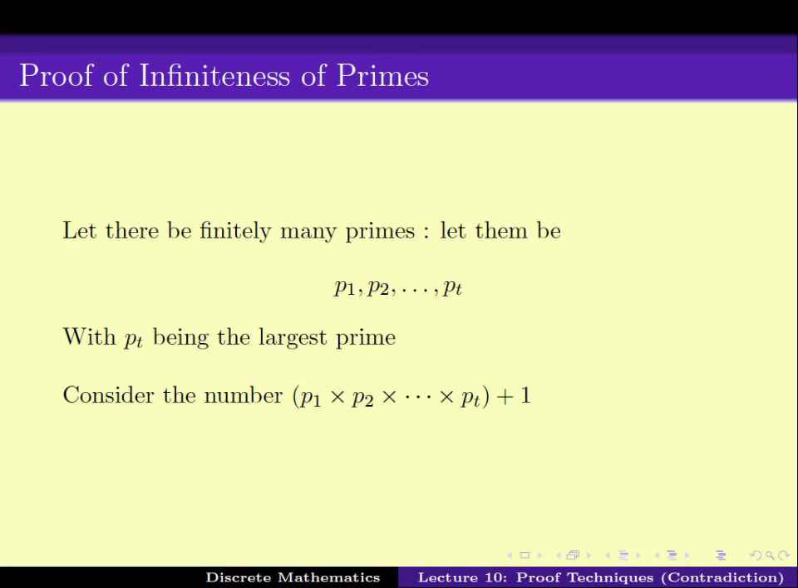Now consider this number, the product of all these primes plus 1. Now what is this number? First of all, note that this number is strictly bigger than PT. Why? If you remember, we know that P1 is 2, P2 is 3 and so on. So this number, P1 times P2 times dot dot dot till PT, is bigger than twice PT or 6 PT and so on.